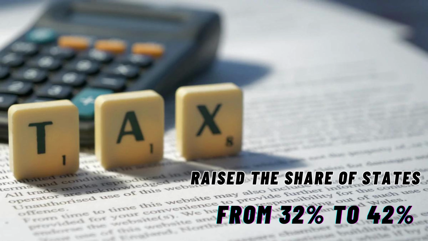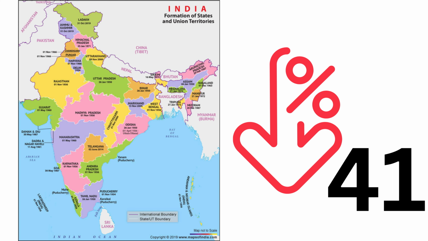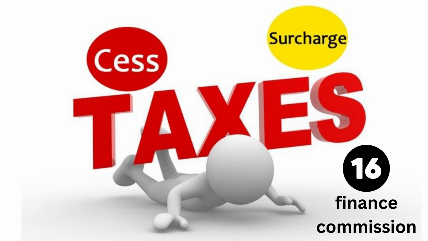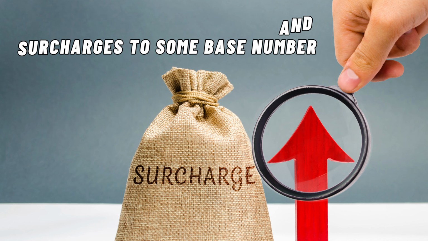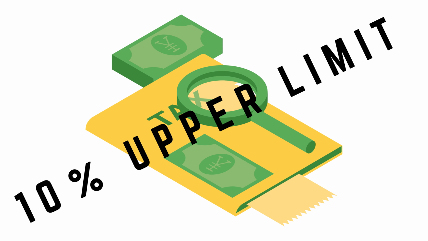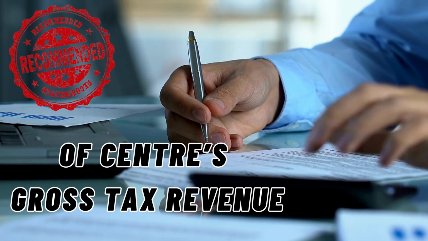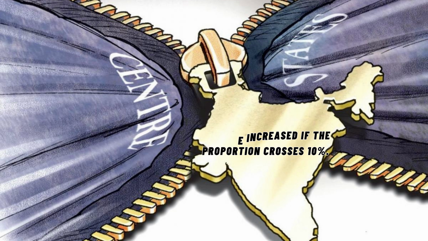The 14th Finance Commission had raised the share of states in the divisible pool of central taxes to 42% from 32%. This was revised to 41% when the number of states in India was reduced to 28. The heavy reliance on cesses and surcharges requires scrutiny by the 16th Finance Commission. One option is to freeze the share of cesses and surcharges to some base number. A 10% upper limit of the share of cesses and surcharges as a percentage of the centre's gross tax revenue may be recommended. The share of states must be increased if the proportion crosses 10%.